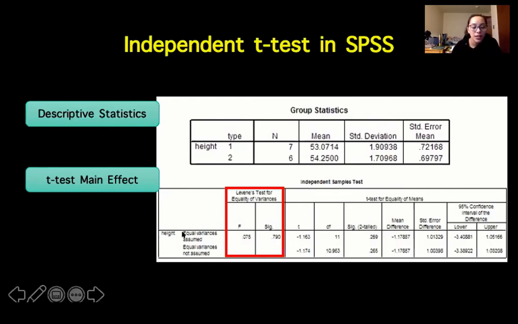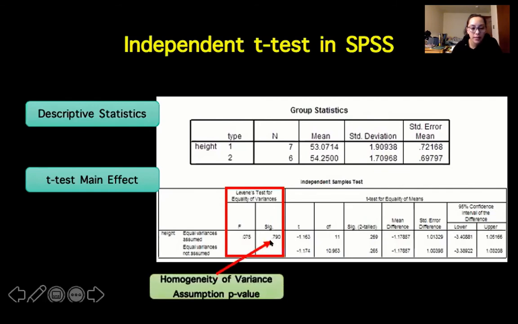So you'll see that there are 2 rows in this table. There's equal variances assumed, and there's equal variances not assumed. Okay, so I know this is still fresh for you guys. But this is going to be our homogeneity of variance assumption exact p-value. Sig, remember, always resembles a p-value. So p in this case is 0.790.